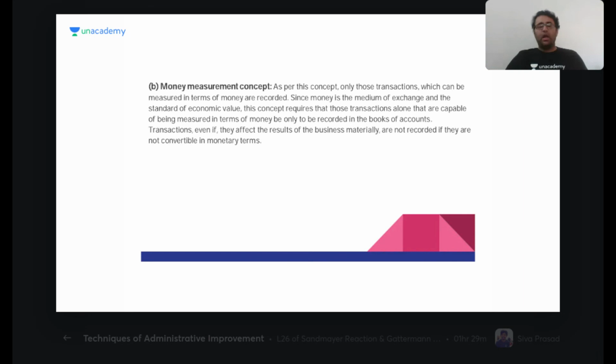Okay, good, Aryan. Now the money measurement concept. This is a very important concept which you need to remember, and this is also the basics of accounting.